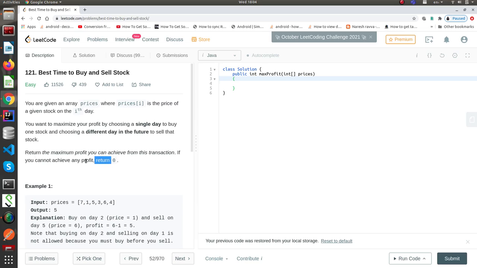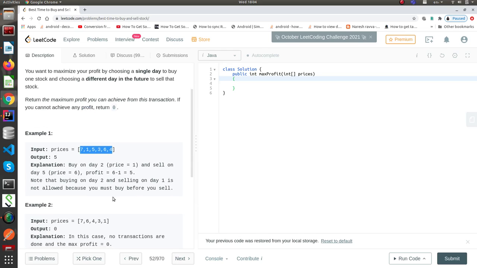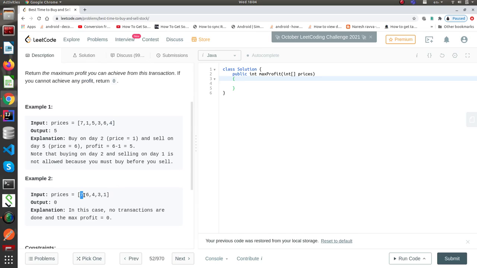So here we cannot find a profit in the scenario where the given array is in descending order. If you see 7, 6, 4, 3, 1, in this case every time the value is decreasing. So in this case the output will be 0.